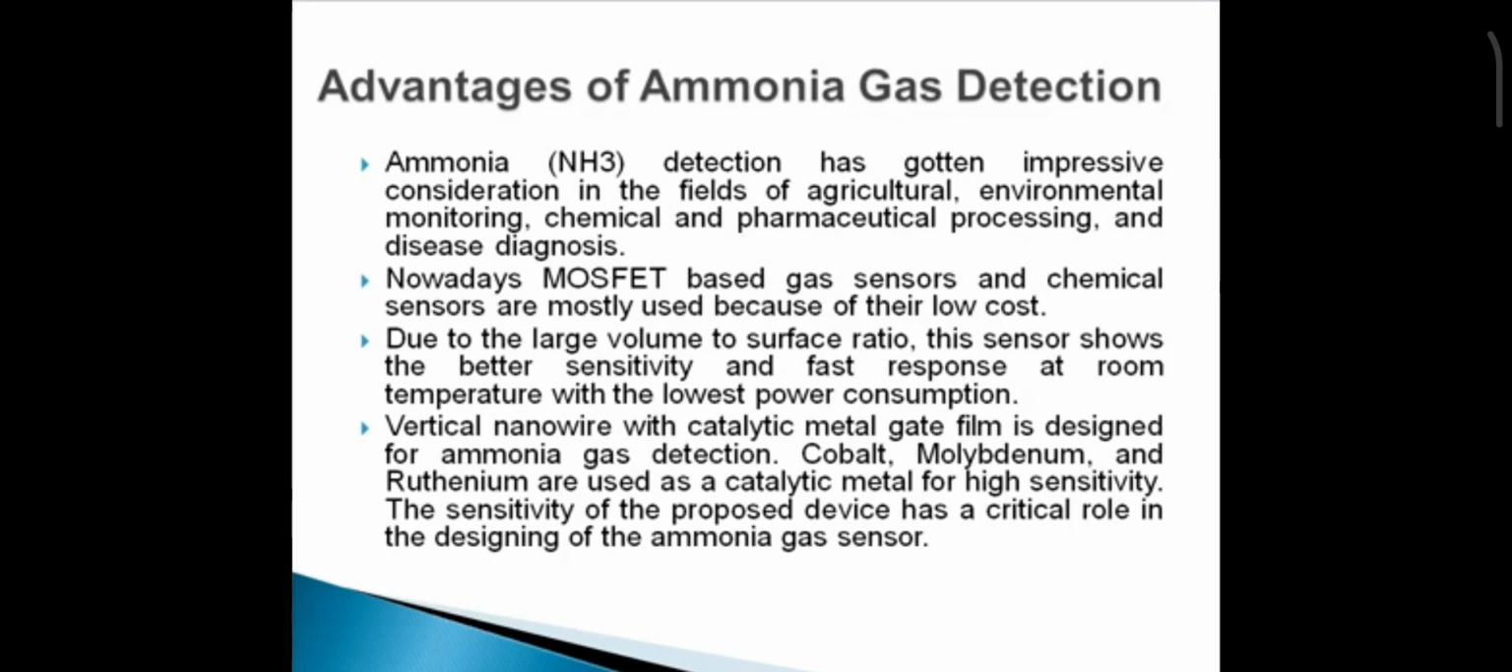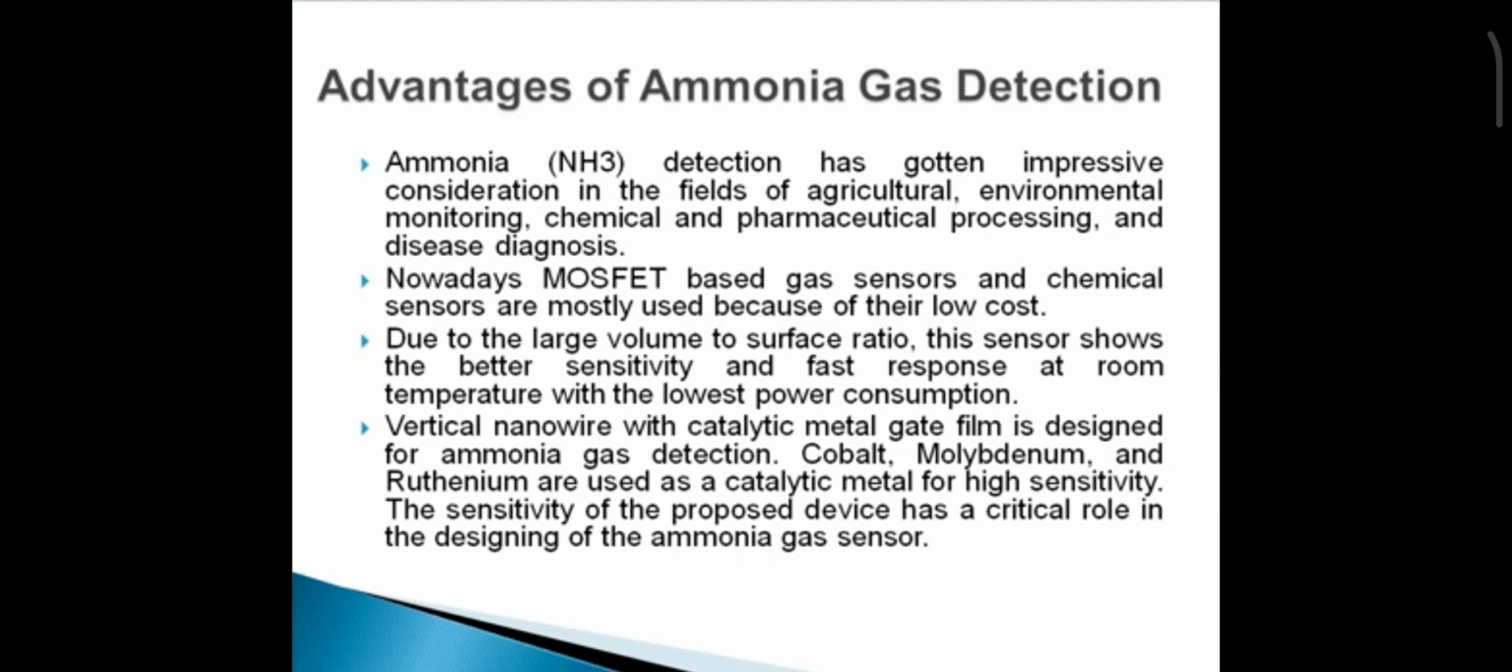Advantages of ammonia gas detection. Ammonia detection has gotten impressive consideration in the fields of agriculture, environmental monitoring, chemical and pharmaceutical processing, and disease diagnosis. Nowadays, MOSFET-based gas sensors and chemical sensors are mostly used because of their low cost. Due to the large surface to volume ratio, this sensor shows better sensitivity and fast response time at room temperature with the lowest power consumption.